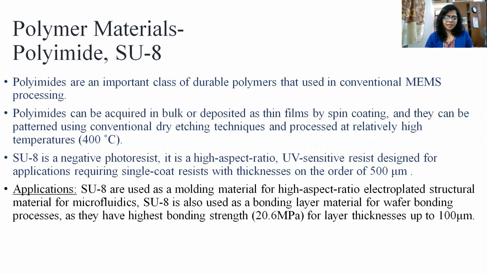Now coming to the last section, that is the polymer material. Polyimide. Polyimide is an important class of material used in conventional MEMS process. It can be acquired as bulk and can be processed as thin film by spin coating. It can be etched by dry etching technique and processed at high temperature. Used where the inertness and flexibility are important parameters in microfabrication.